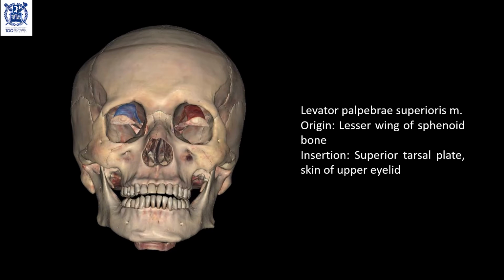The levator palpebrae superioris muscle. This muscle has its origin at the lesser wing of the sphenoid bone and has its insertion at the superior tarsal plate and skin of the upper eyelid. As I said, the antagonist muscle of this muscle is the orbicularis oculi, and this muscle has the action of retracting and elevating the eyelid. The innervating nerve is the oculomotor nerve because, strictly speaking, it is not a facial muscle, and it is supplied by the ophthalmic artery.